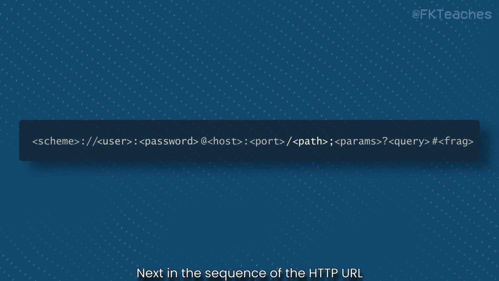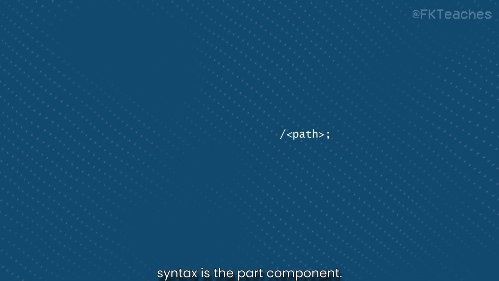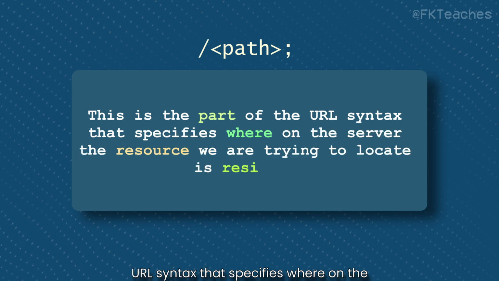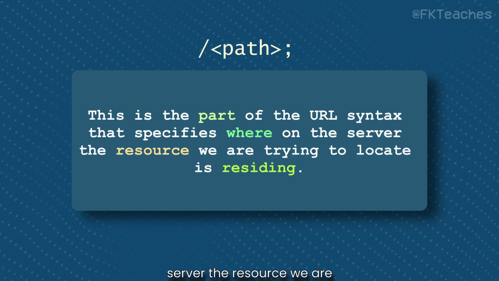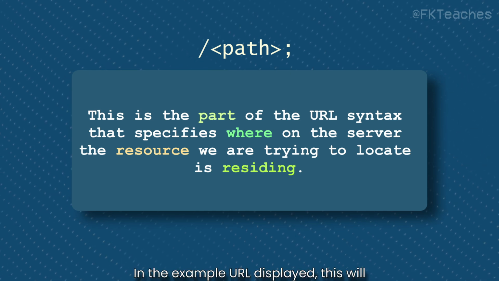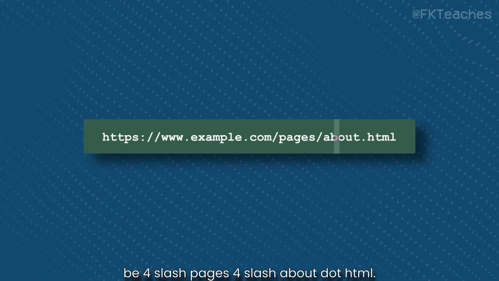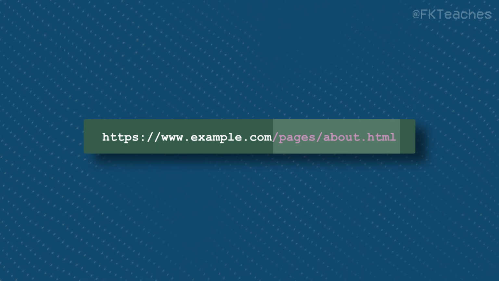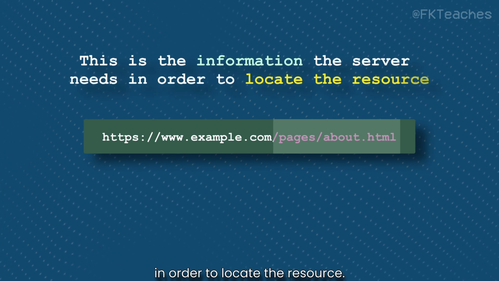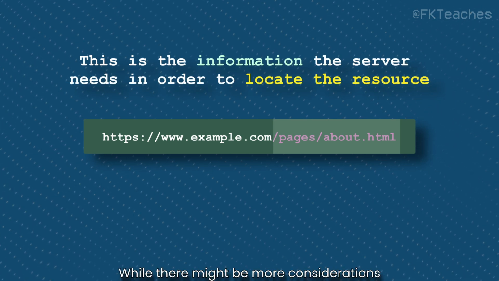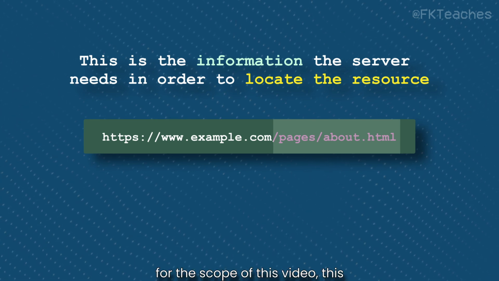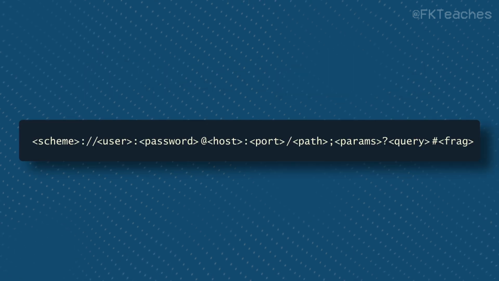Next in the sequence of the HTTP URL syntax is the path component. This is the path, no pun intended, of the URL syntax that specifies where on the server the resource we are trying to locate is residing. In the example URL displayed, this will be /pages/about.html. This is the information the server needs in order to locate the resource. While there might be more considerations for a case like virtual hosting, for the scope of this video, this definition holds for all cases.